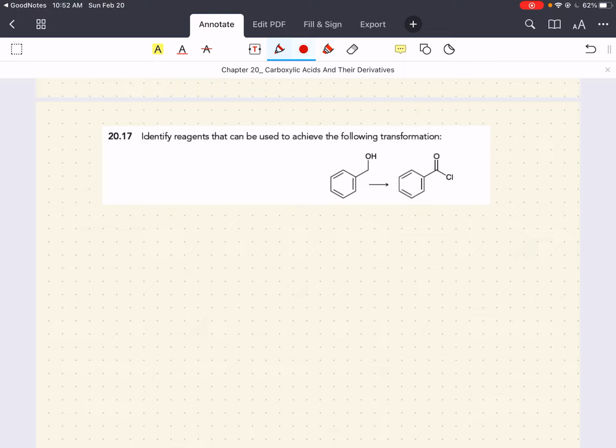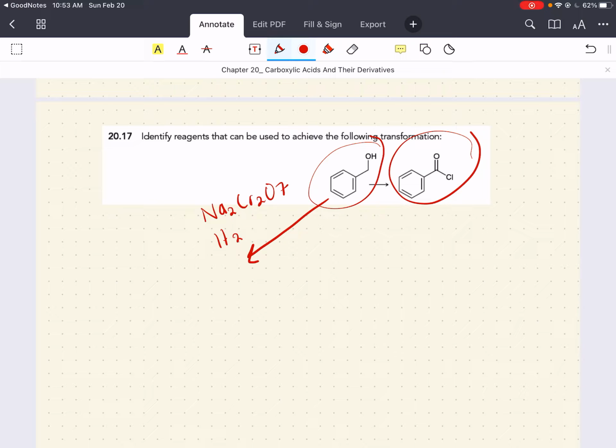Identify the reagents that can be used to achieve the following transformation. We're starting with a primary alcohol. We want to get an acid chloride. First step we have to do is we know how to convert this primary alcohol to a carboxylic acid. We need a strong oxidizing agent for this. So we're going to use sodium chromate, sulfuric acid, and water. This is going to oxidize our primary alcohol into a carboxylic acid.